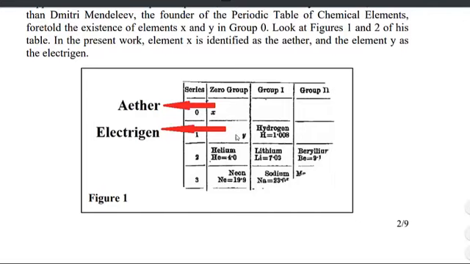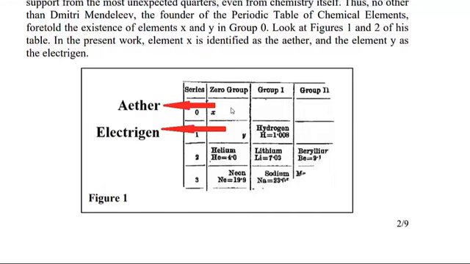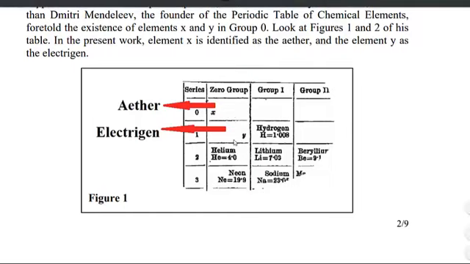So these would be two additional inert substances that don't chemically react to anything. They are inert. Dmitry Mendeleev called them X and Y for lack of a better name, but Yonel calls them ether and electrogen.